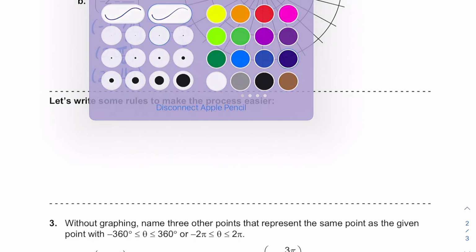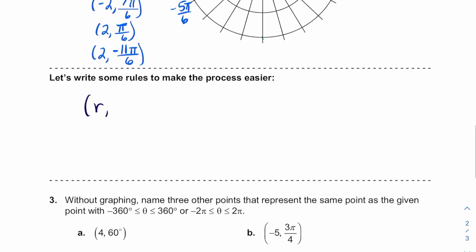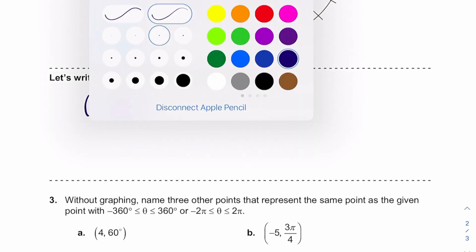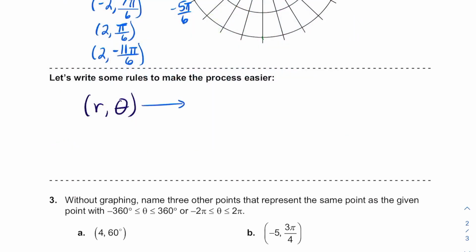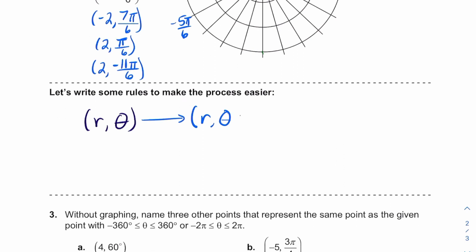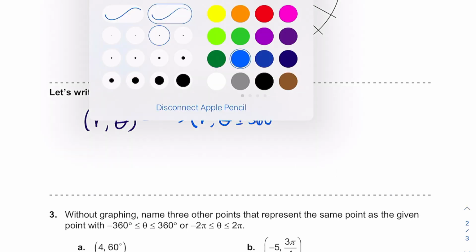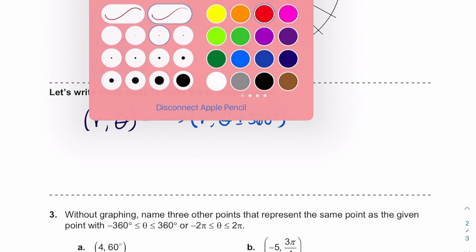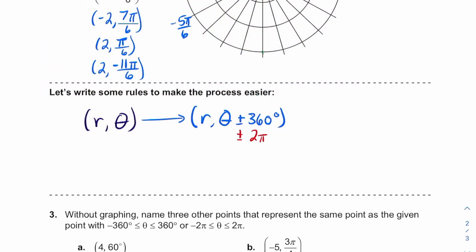narrow this process down. So first thing is, let's say we're starting with some basic polar coordinate with a radius of r and an angle of theta. So the first option is I keep the radius the same. So if the radius is positive, it stays positive. If the radius is negative, it stays negative. So what we did in that case, that was usually the first thing we did, is we would go a full circle around. And so that would be either adding or subtracting 360 degrees, or if we're working in radians, that's going to be plus or minus 2 pi.